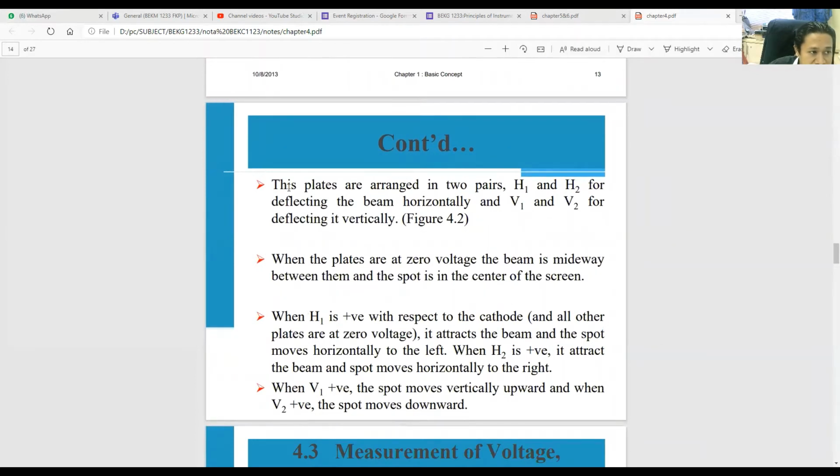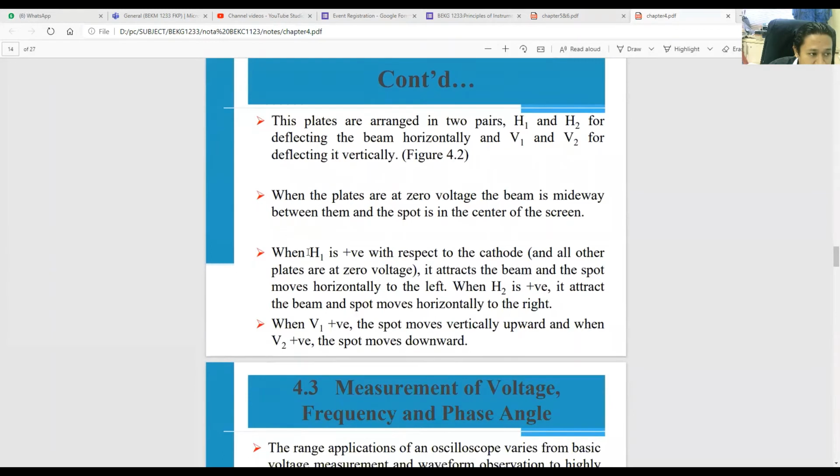Okay, so next, the plates are arranged in two pairs: H1 and H2 for the deflection of the beam horizontally, and V1 and V2 for the deflection vertically, as shown in Figure 4.2. When the plates are at zero voltage, the beam is midway between them, and the spot is in the center of the screen.